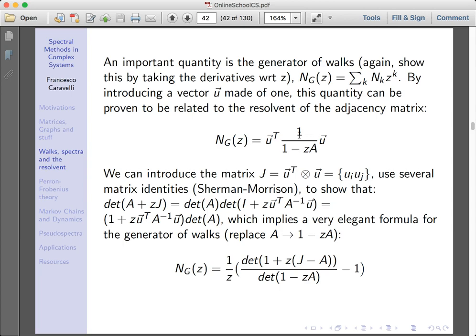So here is a piece of notation: 1 divided by 1 minus zA is nothing more than the inverse of 1 minus zA. And it's not hard to show that you can exactly calculate the generator of random walks in terms of determinants, as in the last formula of this slide. And why is it called the generator of random walks? Because you take a derivative k times with respect to z of this generator, and you set z to 0 after having taken the derivative.